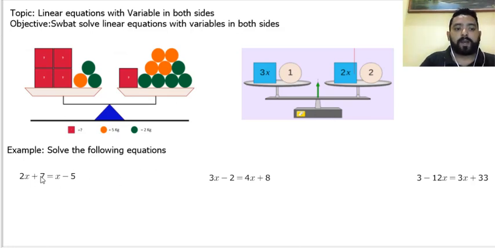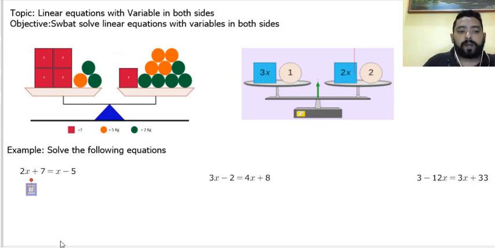For example, here you have 2x plus 7 equals x minus 5. So how are we going to do this one? First, you need to arrange the variables. So what terms with variables do we have? We have 2x and we have x. So we are going to copy 2x, and this positive x we are going to move as negative x to the other side. We are going to do the transposition of terms.